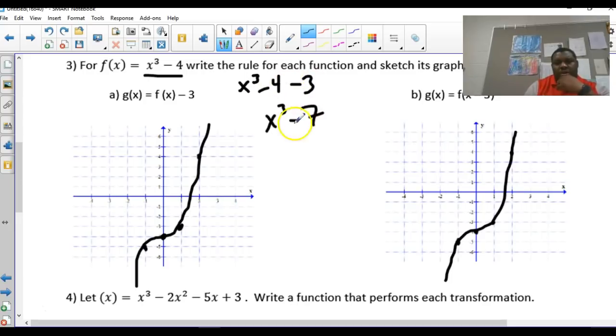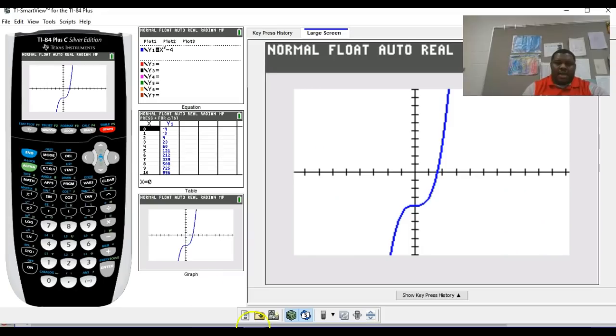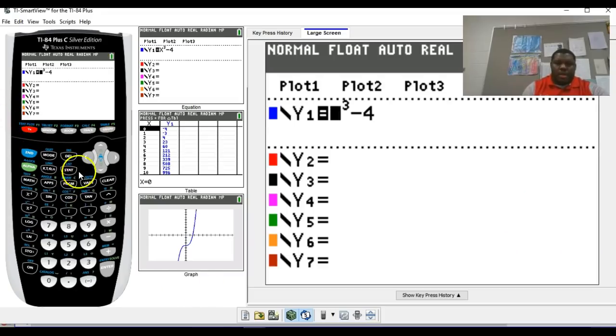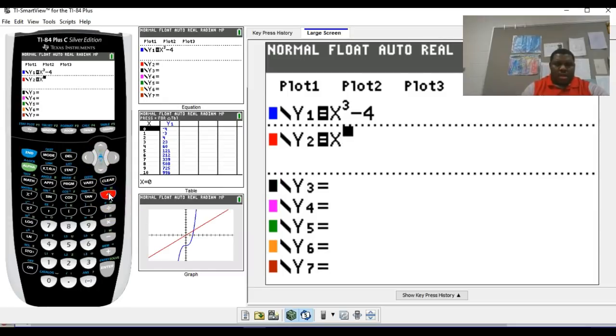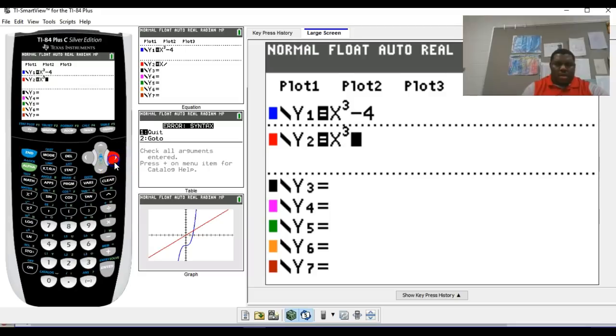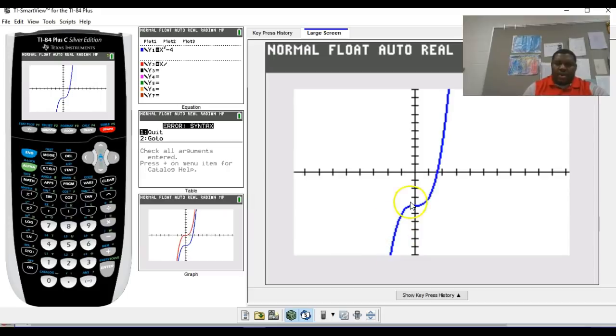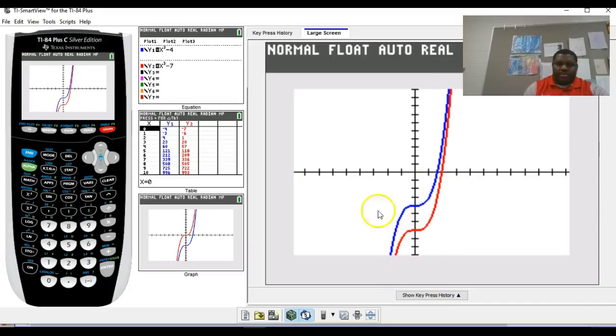These are the only like terms, all right? So x cubed minus 7. We took the function and we subtracted it by 3. So when you do that, all these points just move down 3. If I were to enter that into my calculator, you'll see that this went down 3. There's the parent function. And see that 1, 2, 3, it went down 3. There is our transformation right there.